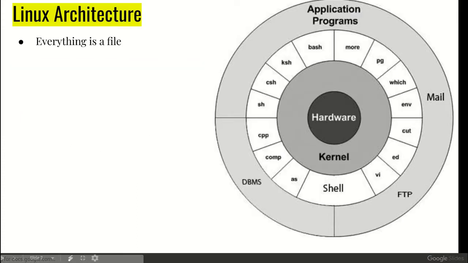Everything is a file in Linux. We have our kernel, which lies on top of the hardware, and then we have the shell, and then the application programs. On the shell level, there are many utilities that interact with the kernel. For example, we have bash, the C shell, the K shell, the Z shell, the Bourne shell, and the environment.